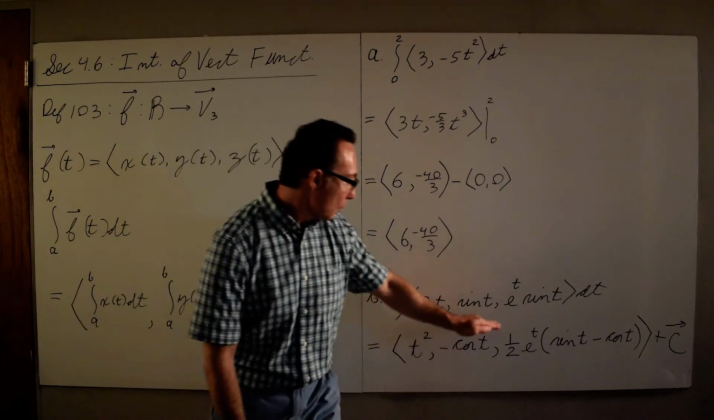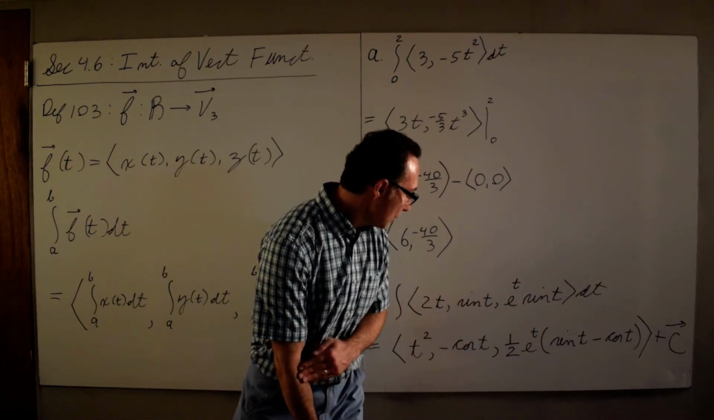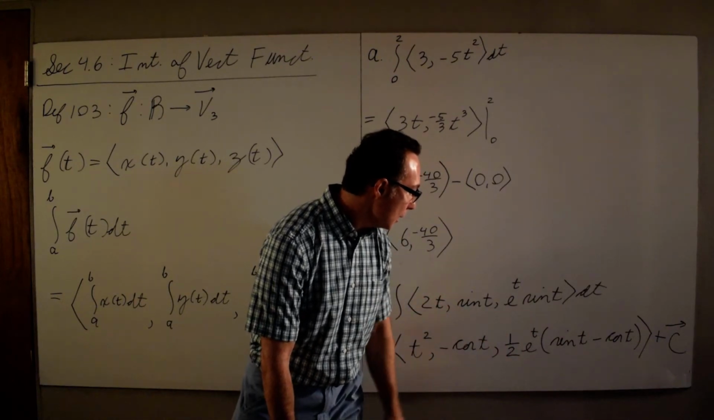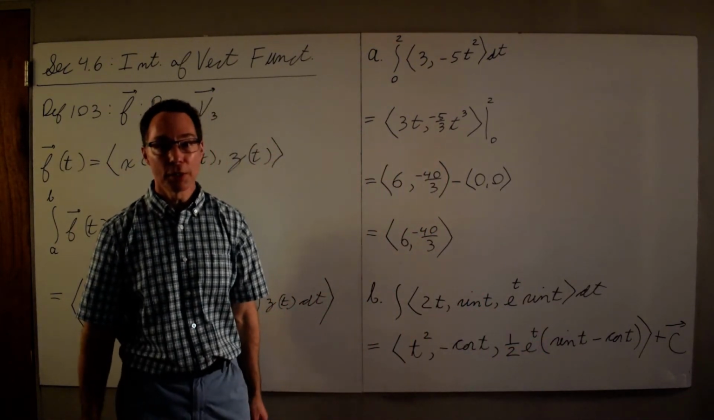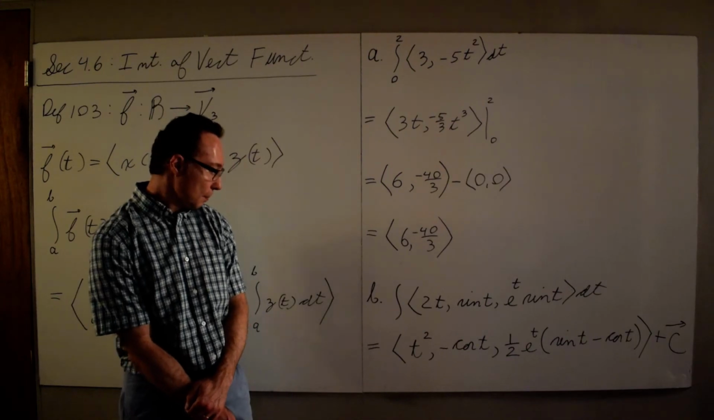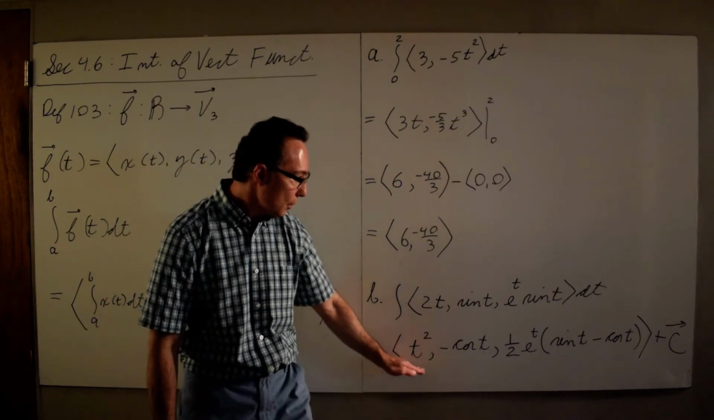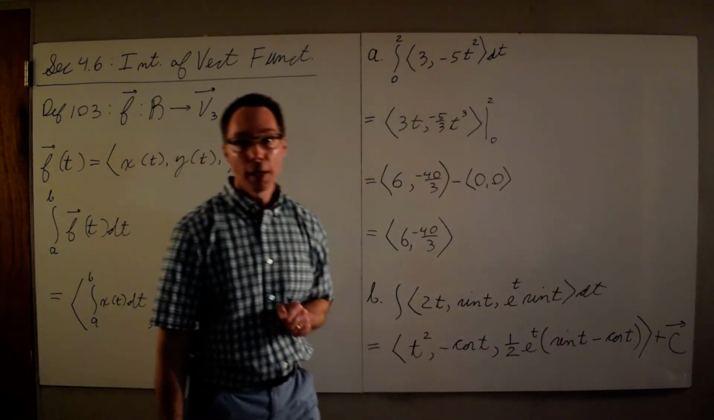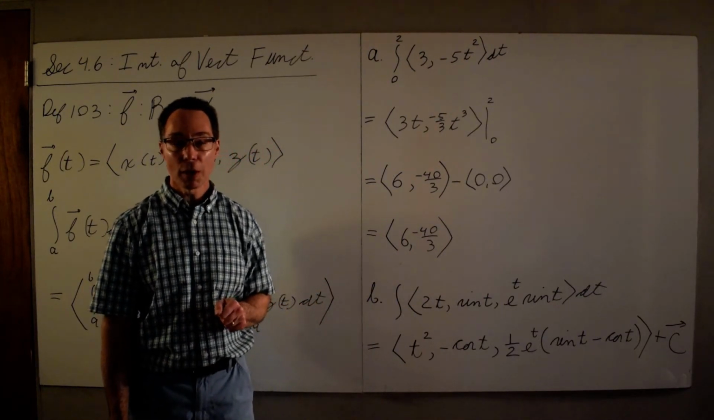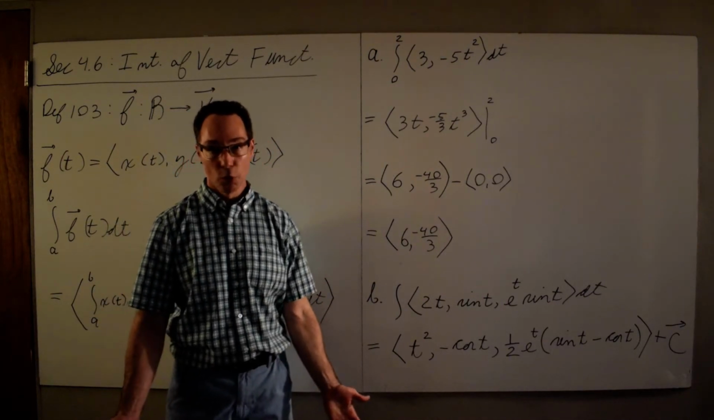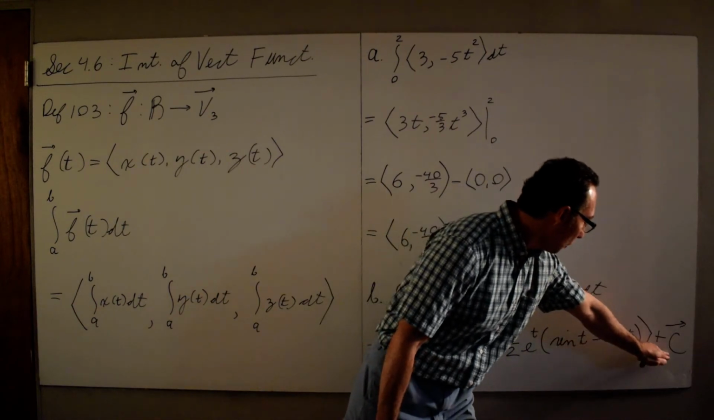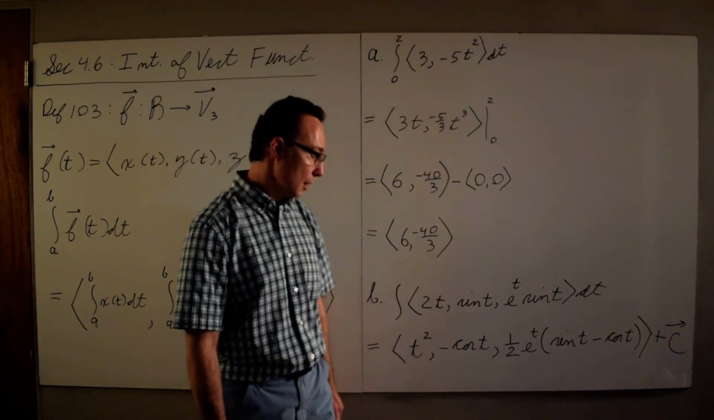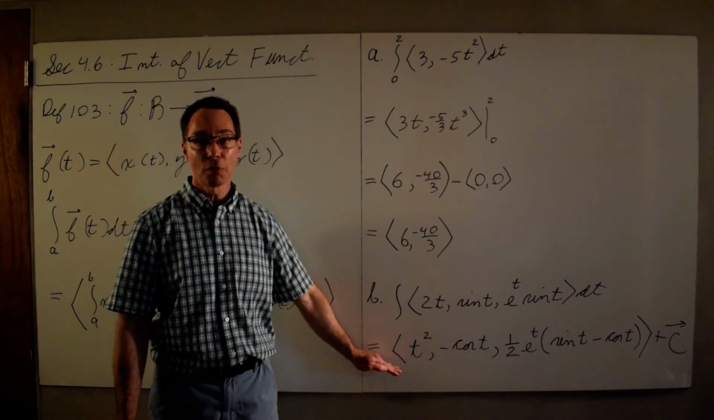But the antiderivative of e to the t times sine t is 1/2 e to the t multiplied by the quantity sine t minus cosine of t. And so we have this vector valued function here. In Calculus 1 and Calculus 2, we would add an arbitrary constant. We do the same thing here, except our arbitrary constant is a vector because this is a class of vector valued functions.